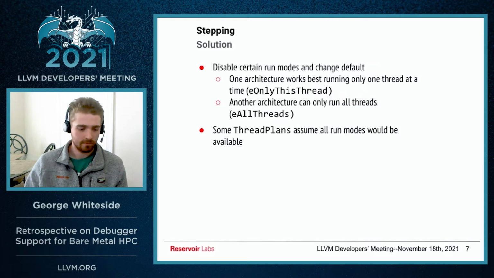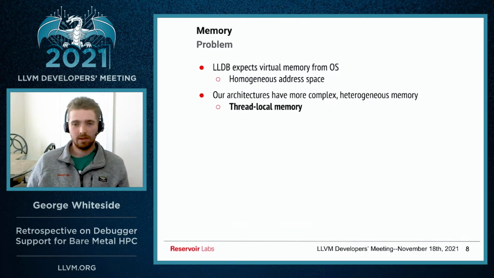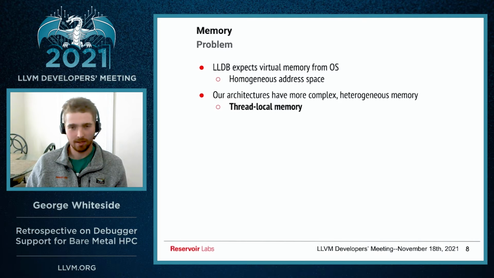The second problem that we encountered is that LLDB expects a virtual memory space from the operating system. So this is a large homogeneous address space that a process gets when it's started in a modern operating system.